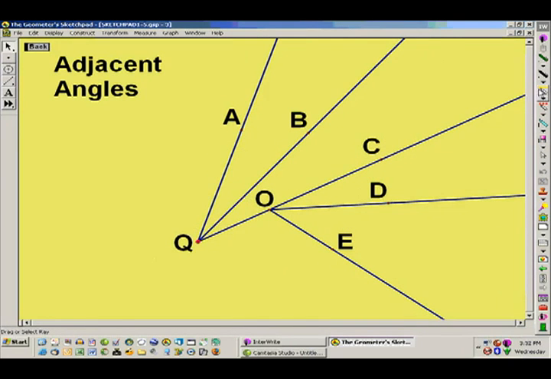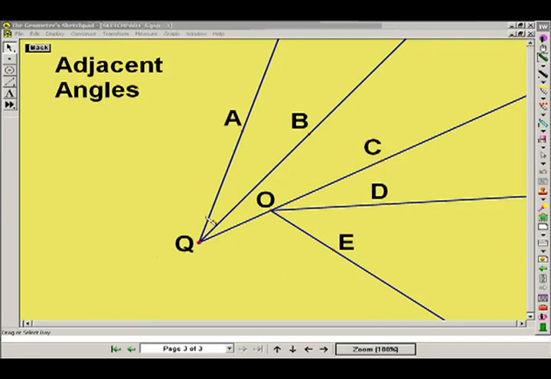Adjacent angles are angles that share a common vertex and a common side. So we see this angle AQB, we see angle BQC. They share the same vertex Q, and they share a common side QB. Here we also see some adjacent angles. Angle COD is adjacent to angle DOE. They share a common vertex O and a common side.